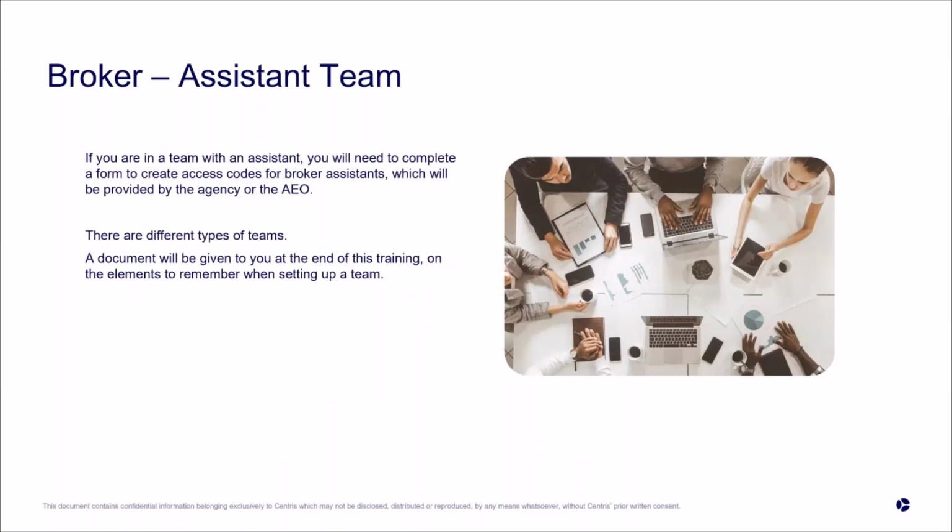So if you're in a team with an assistant, you will need to complete a form. Once you do so, you send it to Centris, or you provide it to your agency, and they're going to be sending it to Centris, and you will get your assistant codes usually within 24 hours. It's very simple. You go to see your agency, you ask for your AEO. He or she will provide you with that form. You fill it, you sign it, your assistant signs it. It's sent to Centris. And after that, within 24 hours, your assistant will get his or her own codes.